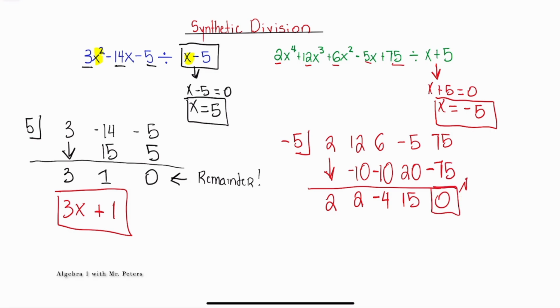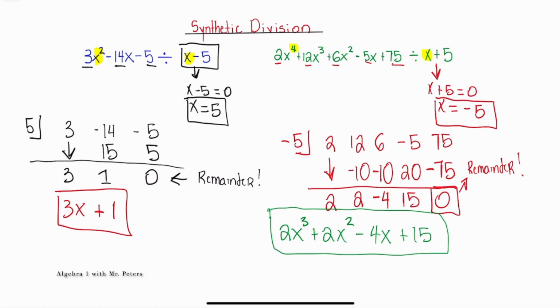So again, our remainder is 0. So that means that x plus 5 is a factor for this expression. Now when we talk about expressing the final answer, when we look at our exponents, x to the 4th divided by x means this is going to start off with x to the 3rd power. So our answer is 2x to the 3rd plus 2x squared minus 4x plus 15. This is the answer that we are going to get once we divide that expression by x plus 5.